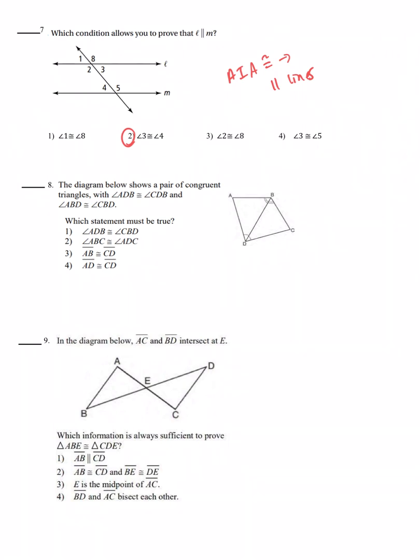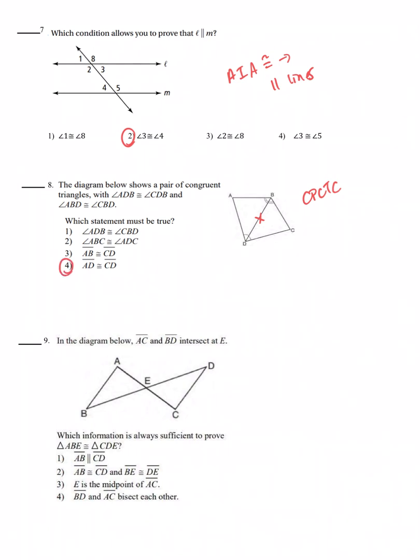Number 8, we were given these angles congruent. They marked them in the picture for us. So these two triangles are congruent, which means that we can use CPCTC. So we have AD and CD. Those are corresponding.